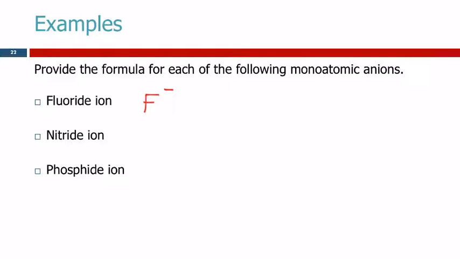So nitride ion. Did this by accident on the previous page. N3-. It's in group number 5. 5 minus 8, -3. How about phosphide ion? What would the formula be? P3-.